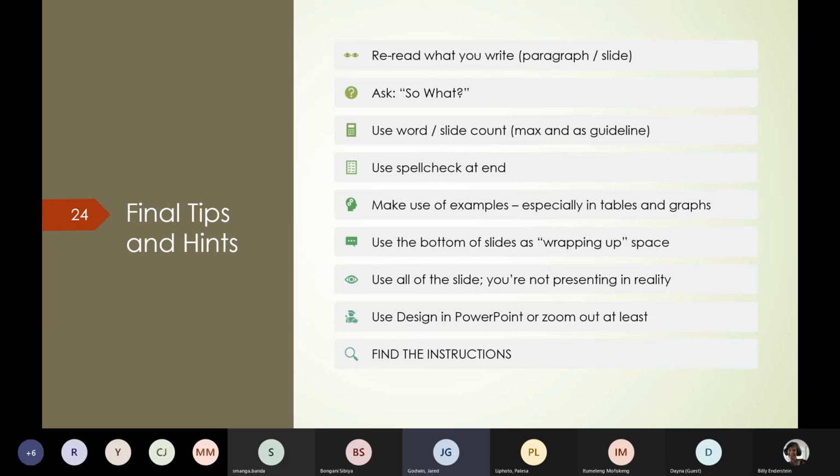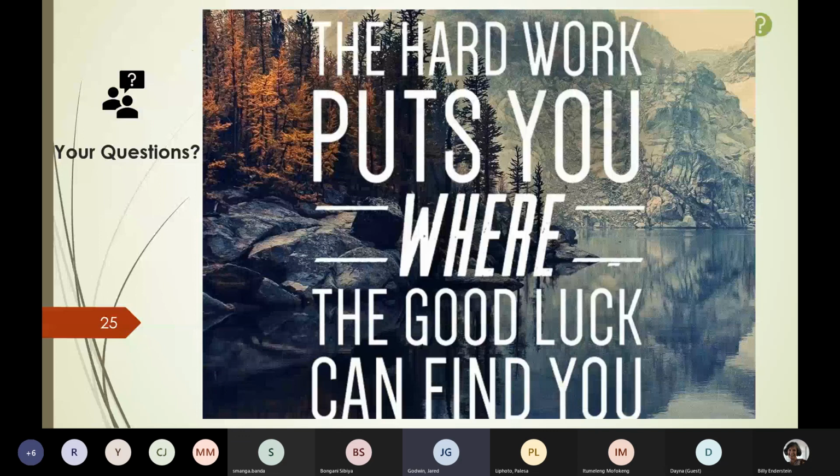So hopefully that helps. I don't know if there are any other questions, and just to say, good luck with this next period before your exam. You've got about a month, and that's where you put in the hard work now, and that will help you for your exam.